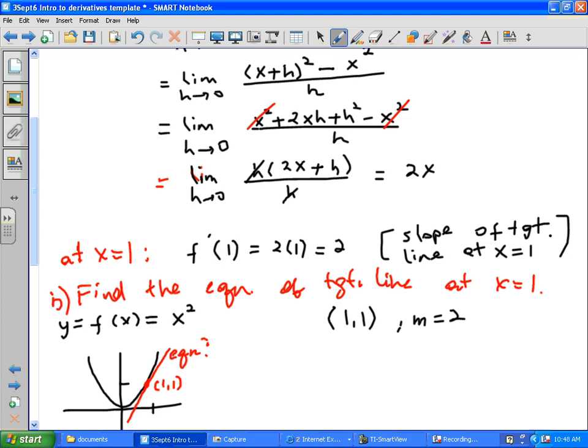The y coordinate? How do you get the y coordinate? We plug in 1, because x equals 1 was given to us, right? Plug it into the original function. That will give you y. So f of 1 is going to be 1 squared, which is 1, correct? That is your y value. Exactly.